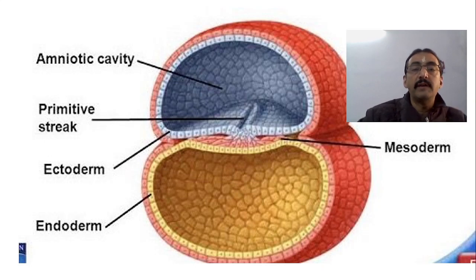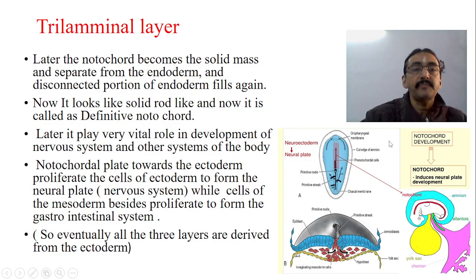And the primitive streak is where the changes actually start in the epiblast. So that area will be the primitive streak. Everything is very clear in this picture.